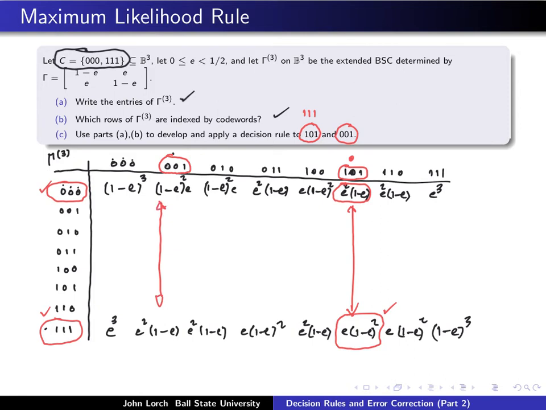And I want to know which one is the highest probability. That is, which one is the most likely. Again, because e is less than 1/2, the larger of those two numbers is this one. And so I would assign the code word 000 to the string 001.